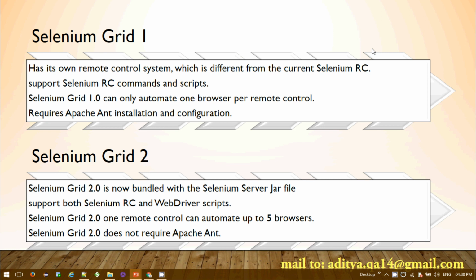All these drawbacks are overcome in Selenium Grid 2, which is the latest version. Grid 2 is now bundled with the Selenium server jar file, and it supports both Selenium RC and WebDriver scripts. In the latest version we can automate up to 5 browsers. The limitation has been overcome; initially it was one browser, now we can automate up to 5 browsers. And in Grid 2 we don't need Apache installation or configuration. So we'll be using Selenium Grid 2.